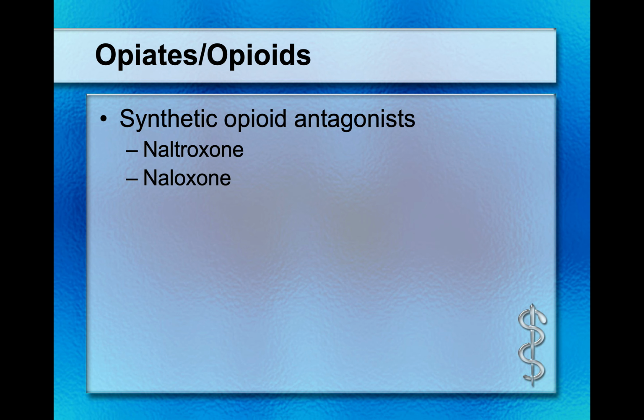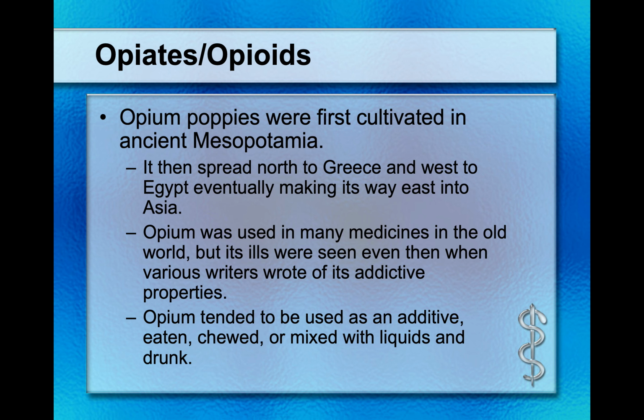Synthetic opioid antagonists, there are 2 of them, naltrexone and naloxone. Naloxone is a short-acting antagonist of the opiates. Naltrexone lasts for about 3 days. Now, naloxone only lasts for a matter of minutes.